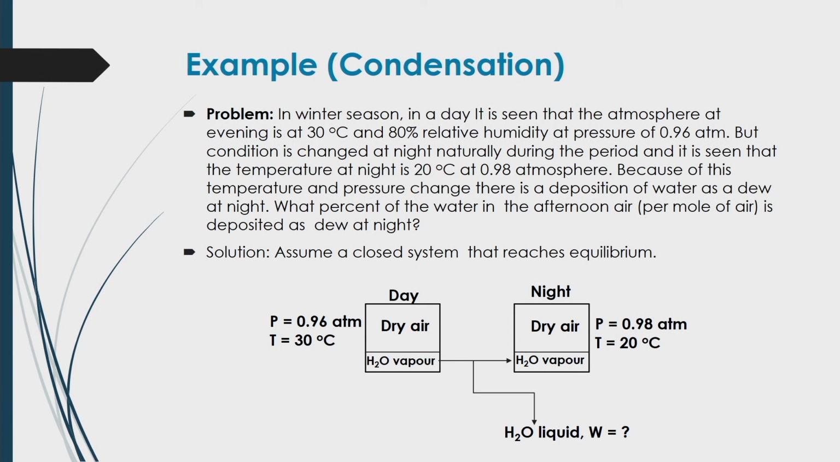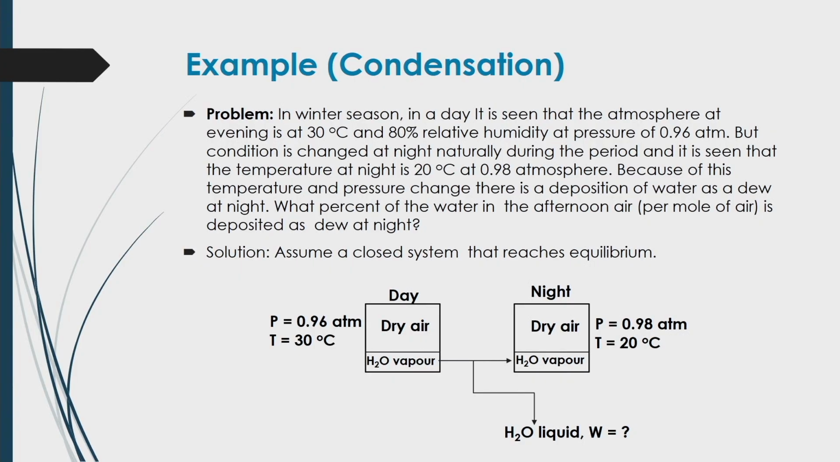Now, you will see that the relative humidity is 80% at 30 degrees Celsius where the pressure is 0.96, but at night the temperature is lowering to 20 degrees Celsius, whereas the atmospheric pressure is also increased to 0.98 atmosphere. Because of this temperature and pressure change, there is a deposition of water as dew at night.